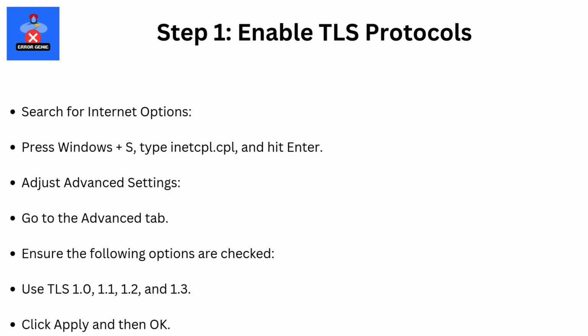Step 1. Enable TLS protocols. Search for Internet options. Press Windows plus S. Type inetcpl.cpl and hit Enter. Adjust Advanced Settings. Go to the Advanced tab. Ensure the following options are checked: Use TLS 1.0, 1.1, 1.2, and 1.3. Click Apply and then OK.